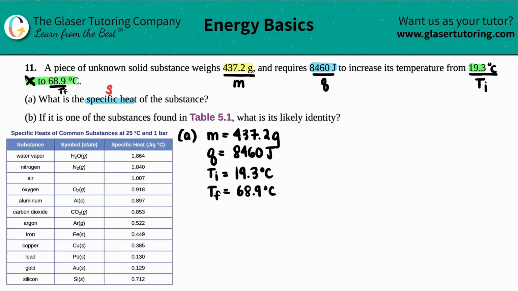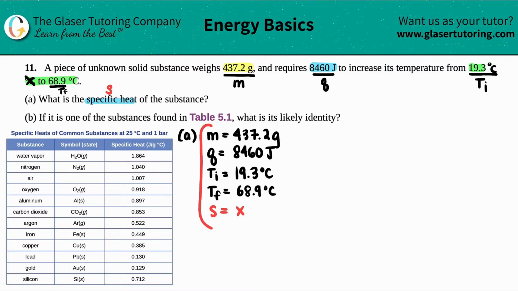Okay. And now the question's asking for the specific heat. I'm going to label it as S. So S equals question mark or an X value. Usually when I do algebra, I like to just put it as X. So I'll just say that that's my variable. I'm solving for the specific heat.